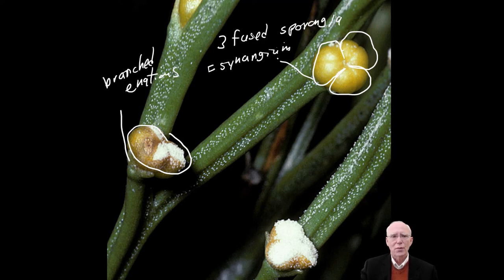Called a synangium. IUM is the singular ending, IA would be the plural ending. Syn means together, and angium means box. The name is supposed to indicate that there are these three fused sporangia. If we look inside those sporangia, we see our spores. These are haploid spores that originated from meiosis.